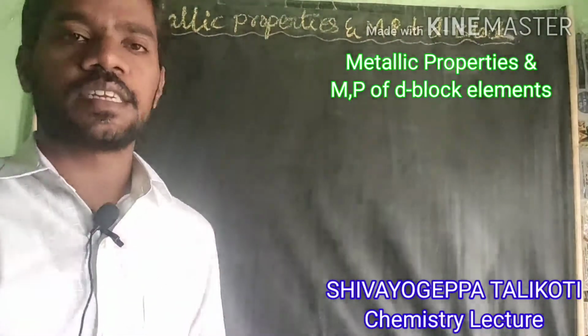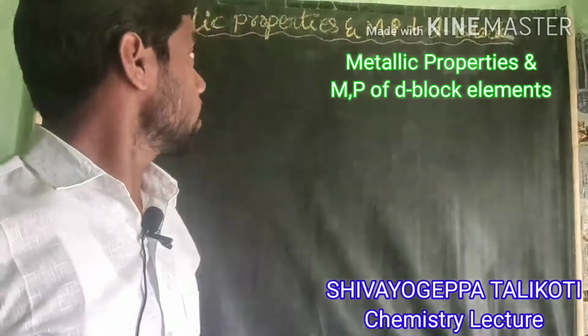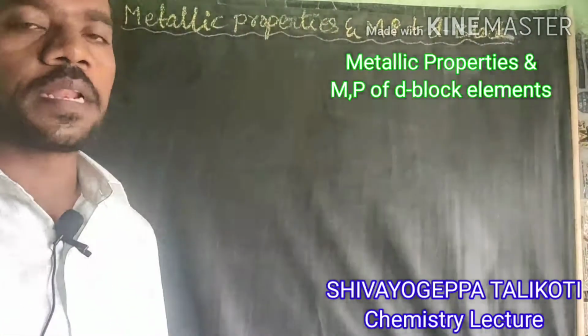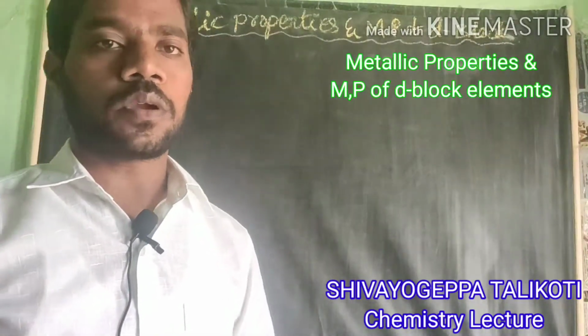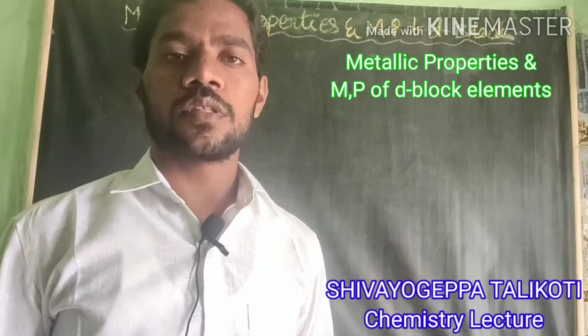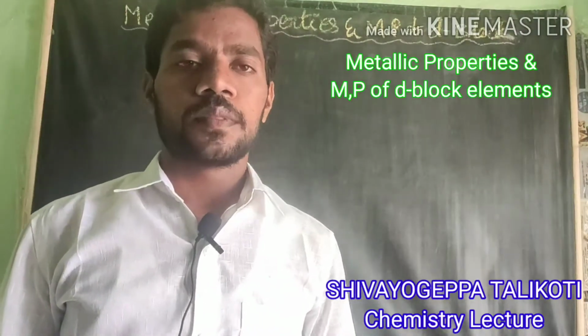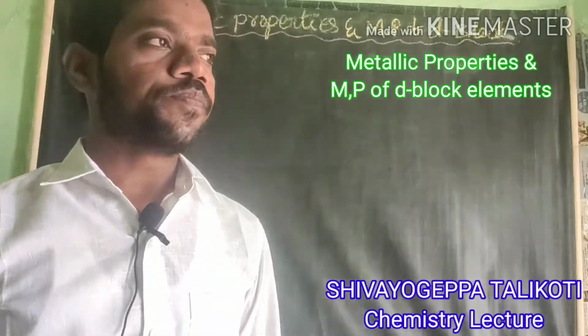Here, the next concept is the metallic property and melting point of the d block elements. This is a continuation of the chapter on d block elements, in the second concept.